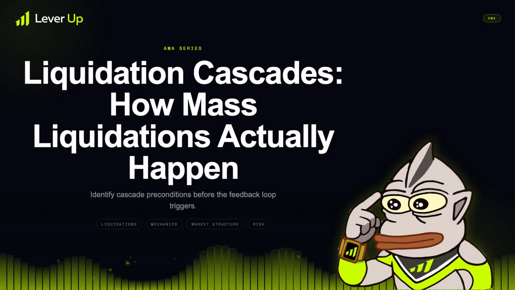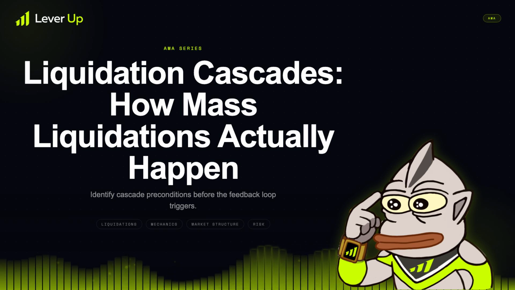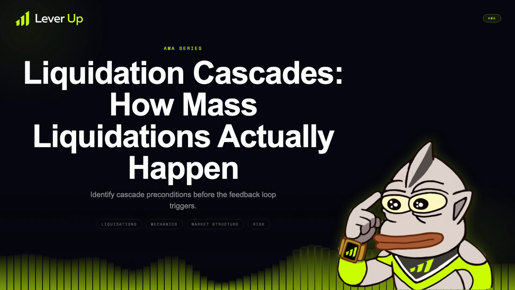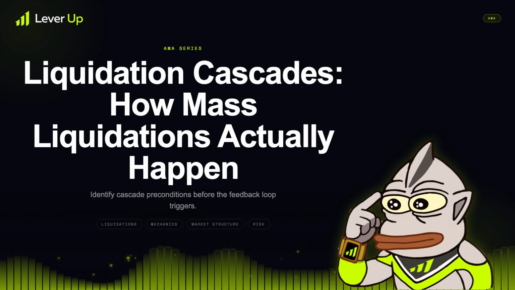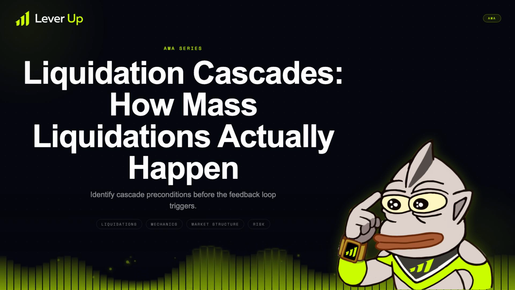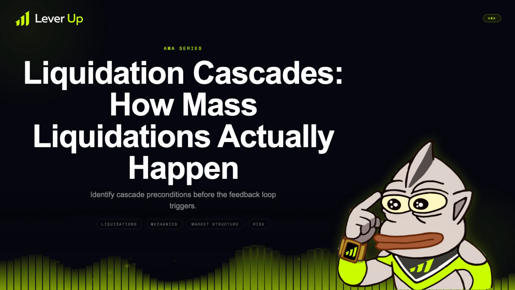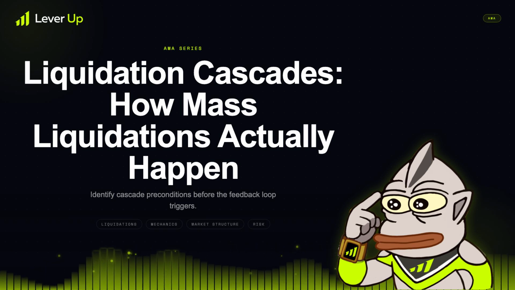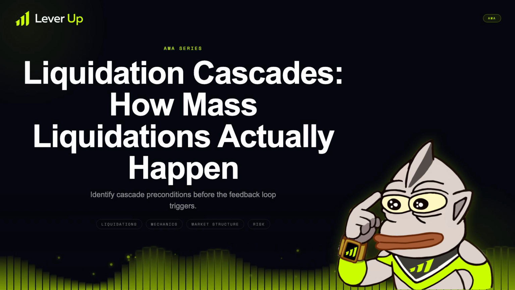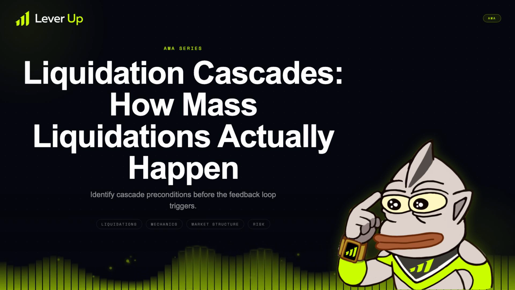Let's start with what a liquidation actually is at the individual level. When the value of a position falls below the liquidation threshold, the protocol automatically closes it. The margin is lost and the position is removed from the book. One position, one liquidation, unremarkable in isolation. A cascade is what happens when many liquidations occur in sequence, each one contributing to the price move that triggers the next. The mechanism is a feedback loop, and like most feedback loops, it's self-reinforcing until the fuel runs out.